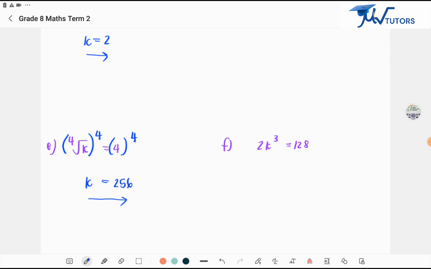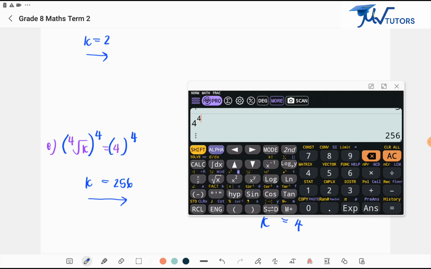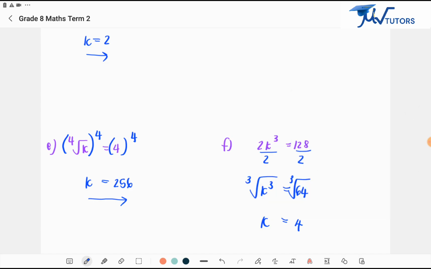All right. Now here, 2 times k cubed. We're going to get rid of the 2 first. So now we have k cubed equal to 128 divided by 2, which is going to be 64. Now, I have k to the power 3. I'm going to get rid of it by taking a cube root. So we have k over there. And what's the cube root of 64? That would be 4, but we can go ahead and check on the calculator. There we go. So we have 64, and that will be equal to 4.